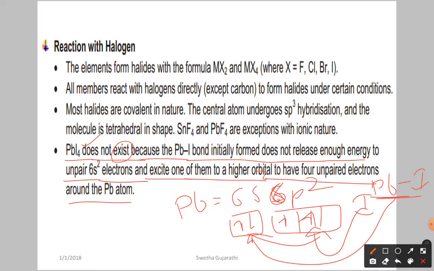As you know very well, we talk about first excitation, second excitation. For excitation we need energy, but where is the energy coming from? Bond formation is exothermic, and that released energy is used for excitation of an electron from one orbital to another. In this case, after formation of the first bond with iodine, that energy is not sufficient to excite the electron from the 6s2 orbital to another orbital. Therefore lead tetraiodide does not exist.